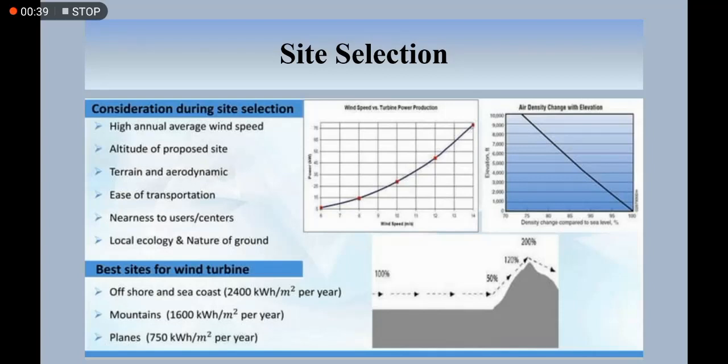If we talk about the best site for a wind turbine, it is offshore and the sea coast, where almost 2400 kilowatt hours of energy per square meter is produced annually. In mountains, 1600 kilowatt hours of electricity can be produced, and on plains, 750 kilowatt hours per year can be produced.